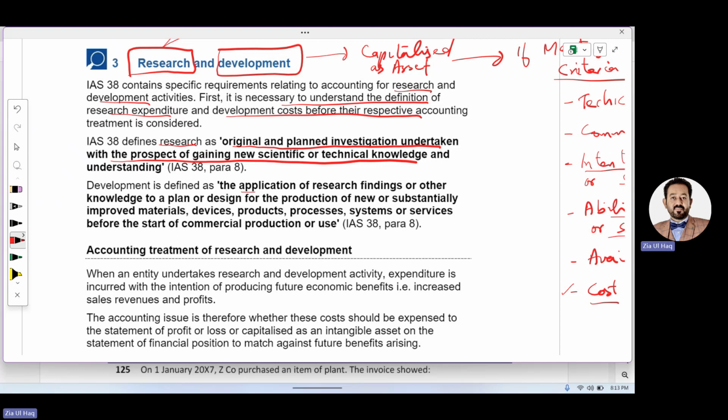Development is defined as the application of research. It means after research, you have found a salt. Now you are moving towards developing a formula for the vaccine or other knowledge to plan or design for the production of new or substantially improved materials, devices, products, processes, systems, or services before the start of commercial production or use, that you will sell or use.